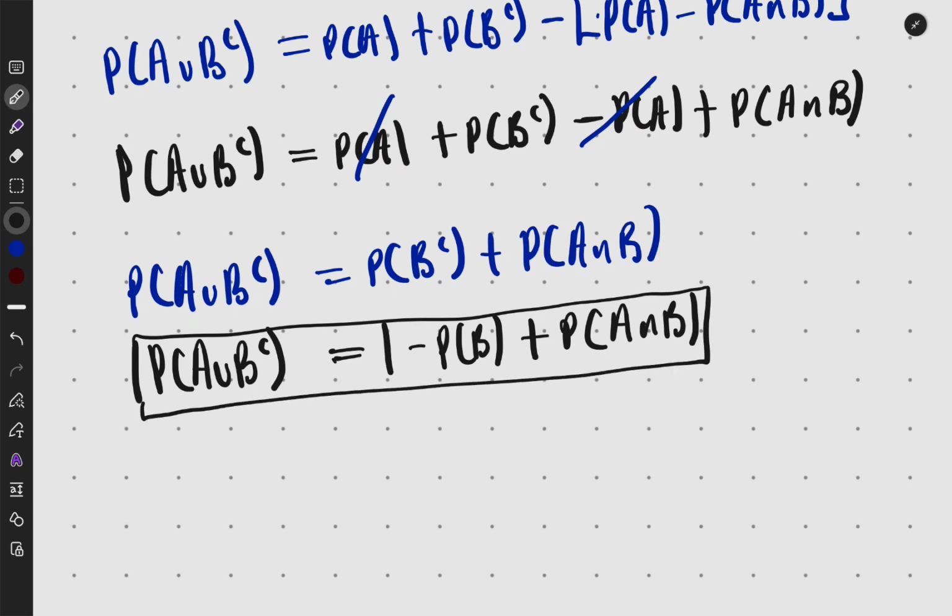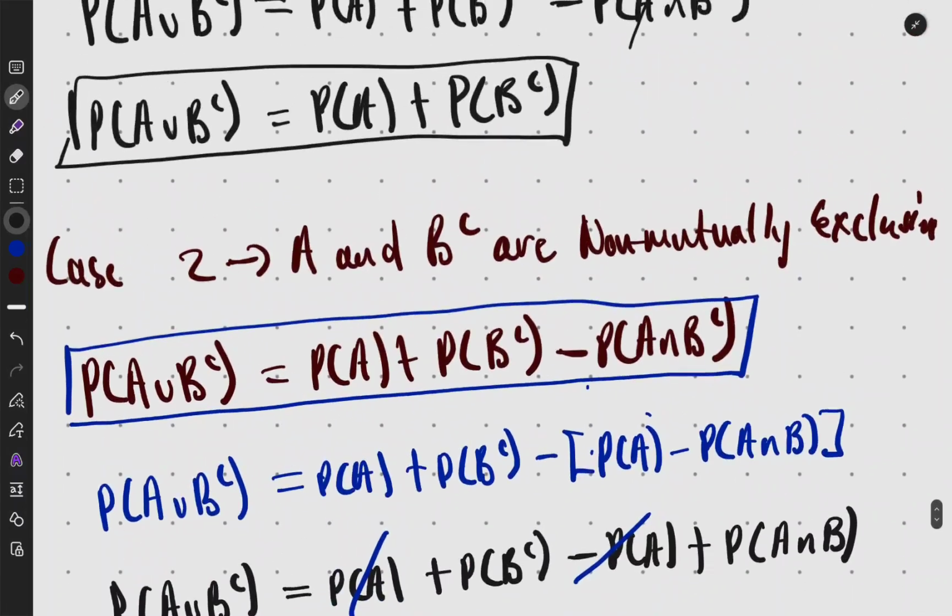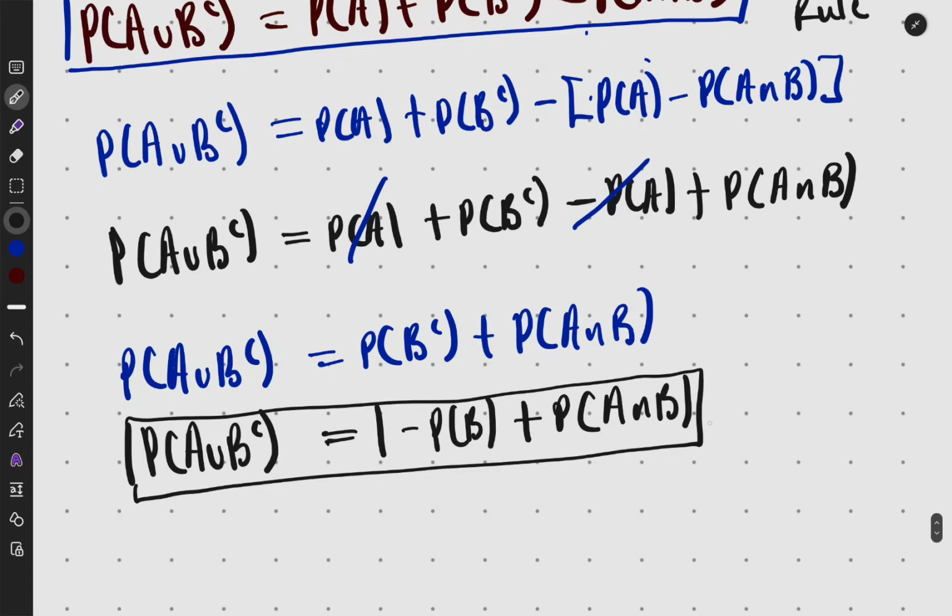So this is the one stage to remember, and here is another stage to remember. Here we are going to use the addition rule. We know the addition rule, then we just simplify it until we get here, where it's 1 minus the probability of B, then plus the probability of A intersection B, and we will be done. This is going to be your final thing.